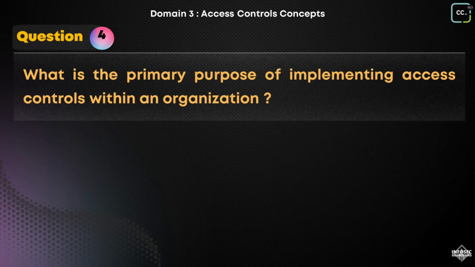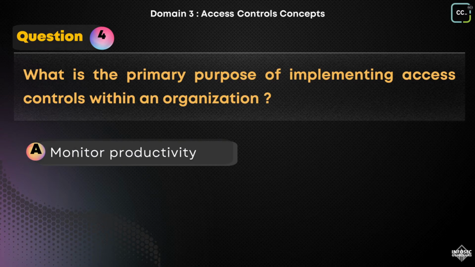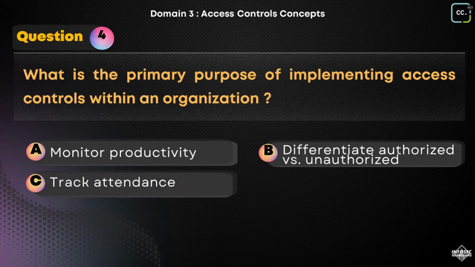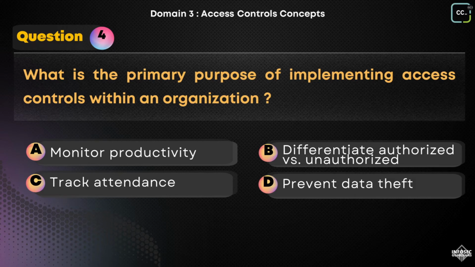What is the primary purpose of implementing access controls within an organization? Option A, monitor productivity. Option B, differentiate authorized versus unauthorized. Option C, track attendance. Option D, prevent data theft.